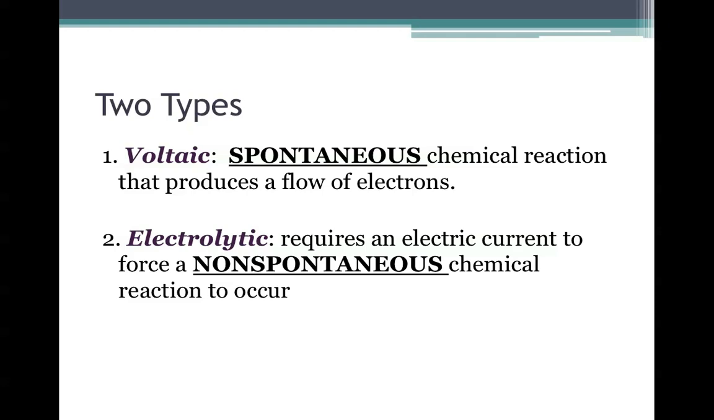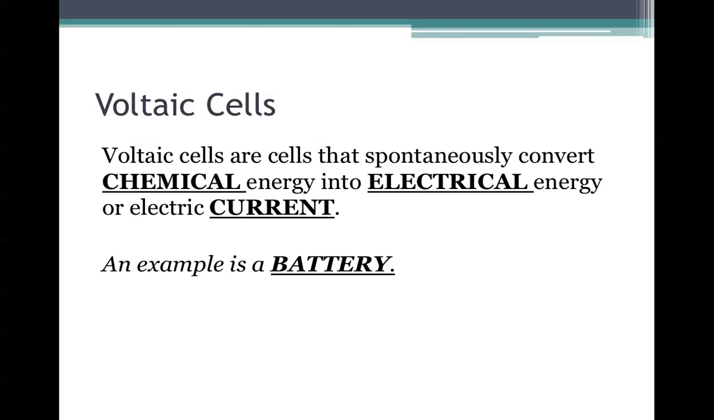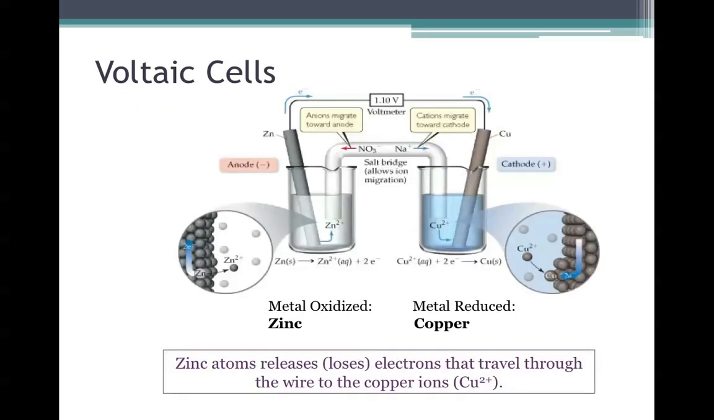Now, of the two types, we're going to focus on voltaic today. That's a spontaneous chemical reaction that produces a flow of electrons. And then in a couple of concepts, we'll talk about an electrolytic cell that actually requires an electric current to force a non-spontaneous reaction to occur. So let's just focus on a voltaic cell, which is going to convert chemical energy into electrical energy. A great example of this is a battery.